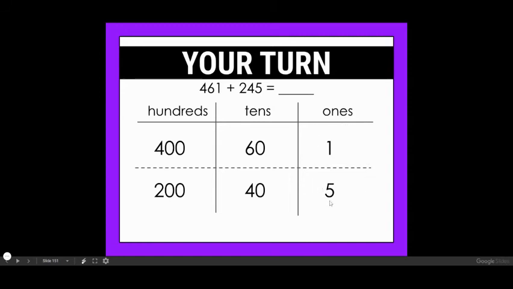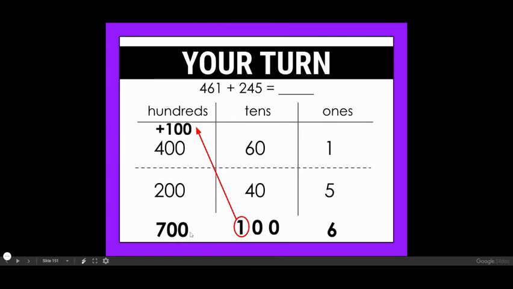We need to combine our ones. 1 plus 5 equals 6. Now let's combine our tens. Remember, I can think of this as 60 plus 40. I can also think of this as 6 tens plus 4 tens, which would be 100. Can I have 100 in my tens though? I can't, so I need to take my 100 and move it into the hundreds place. Now we're going to combine 100, 400, and 200, which will give us 700.